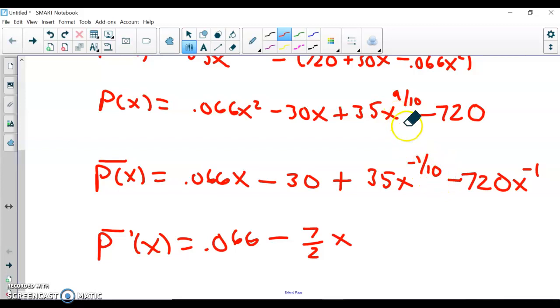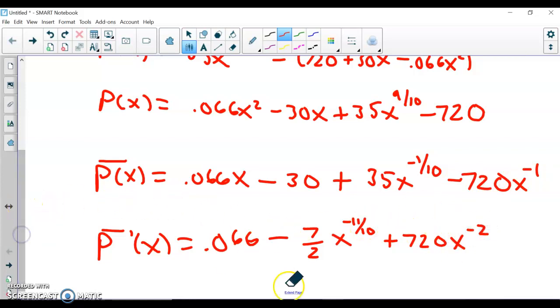Now we're going to subtract 1 from this because of the derivative now, right? It just so happens that when we divided by x, we subtracted 1. But in this case, we're doing a derivative, right? So you bring this down, subtract 1 from the exponents. We have negative 1/10 minus 1, which is 10/10. So we have negative 11/10. Again, you can always do it in the calculator if you don't like fractions. And then we've got a minus times a minus as a positive 720 x to the negative 2.